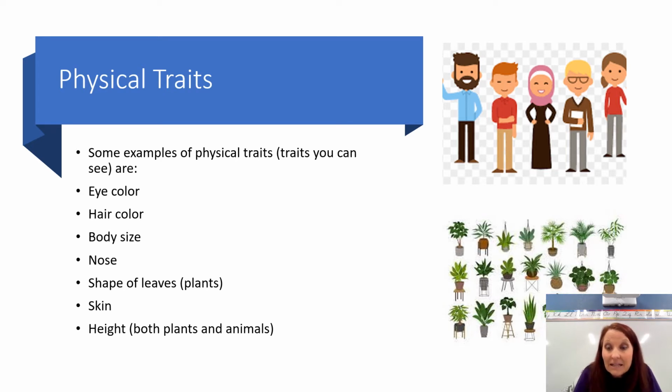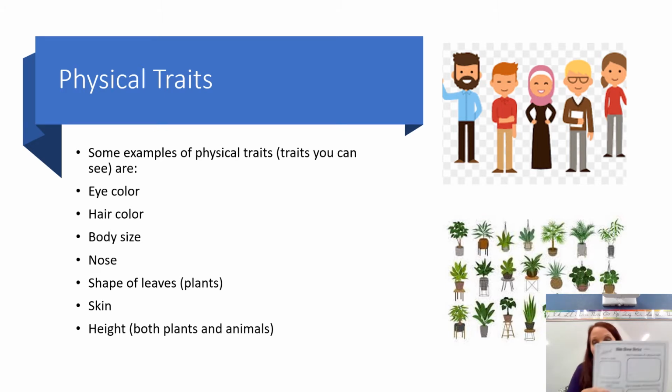When you're talking about plants, the shape of the leaves, even the color of the leaves. If the leaves have anything pokey or sharp on them, that is a trait. For animals and people, their skin, the color of it, the texture of it is a physical trait. The height of animals and people and plants, that's also a physical trait. That's something you can see. So remember, a physical trait is something you can only see with the eye.